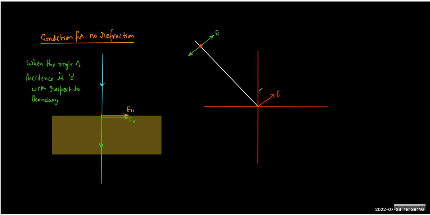So this E will have two components. You can say E perpendicular and E parallel. Yes or no? Yes, sir. Now what I'm saying is the parallel component remains unchanged, but the perpendicular will change actually.